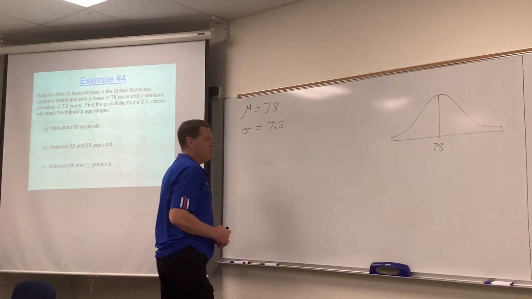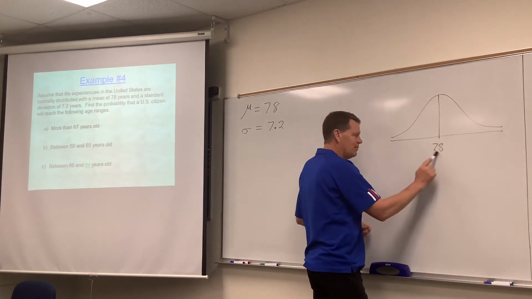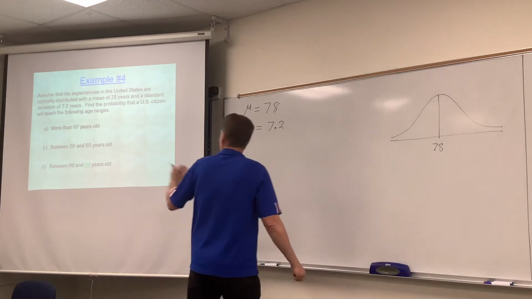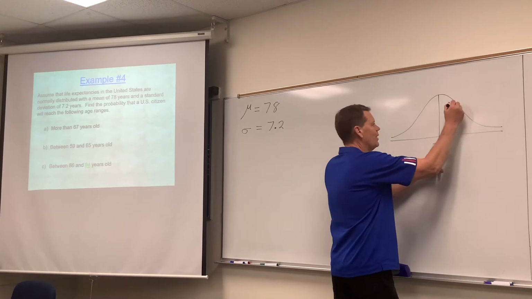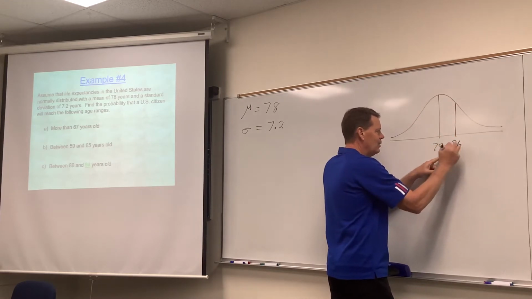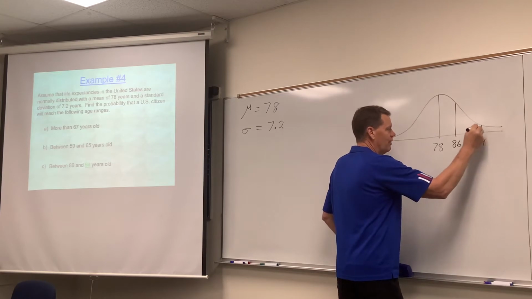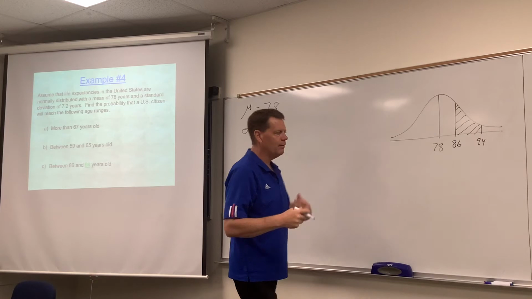We were told that life expectancies in the United States are normally distributed with a mean of 78 years and a standard deviation of 7.2 years. And we want to know what's the probability a randomly selected person will live to be between 86, which is above the mean, and 94, which is also above the mean. So that visually would be the area we're looking for.